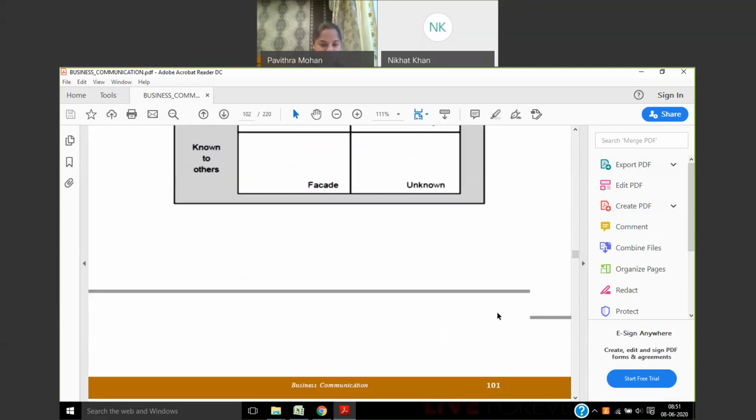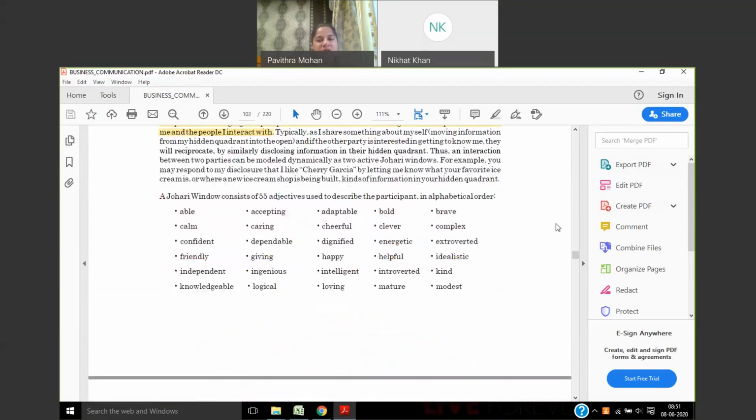So after this, if you come across, they have given in this particular explanation what they wanted to do. In this, they have used 55 adjectives. They won't ask this in your exam or anything, but just for your understanding, they have used 55 adjectives, and they have told whenever these adjectives are being used by all of them, if you are trying to be good and improve your communication skills, try to adapt all these things in order to be in an open quadrangle.